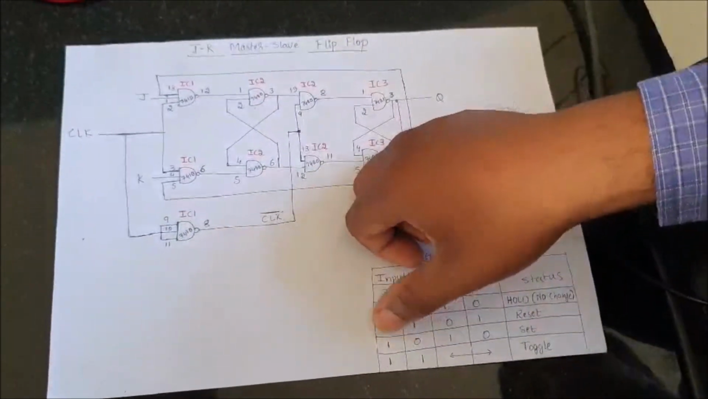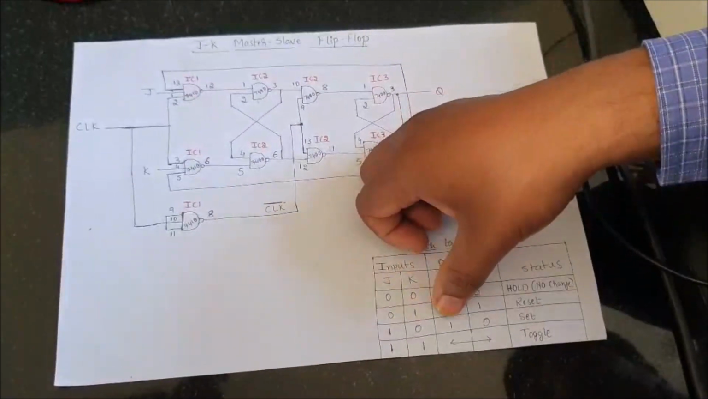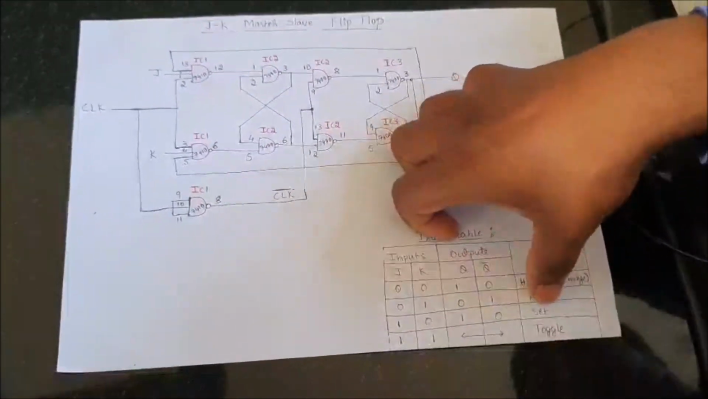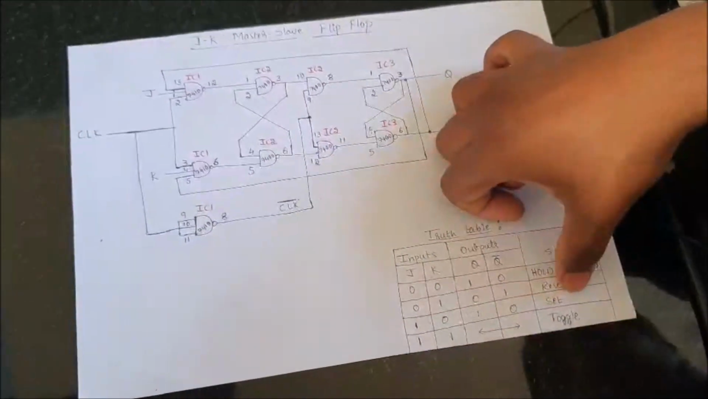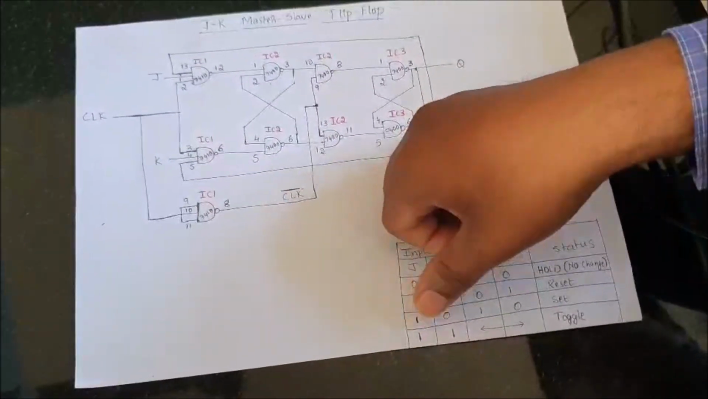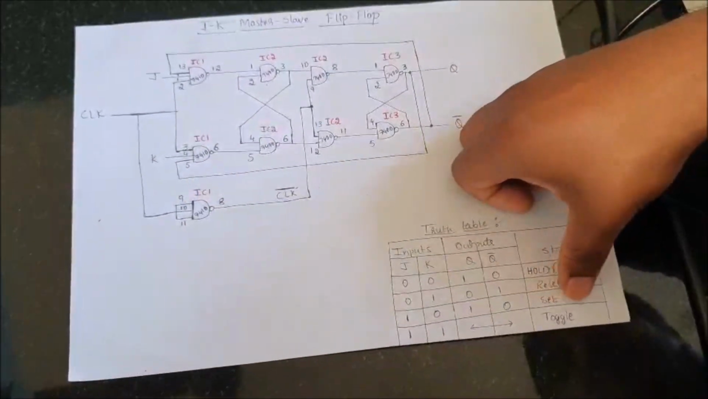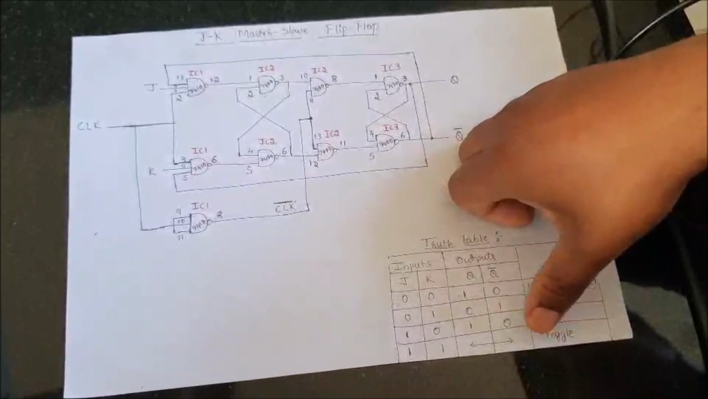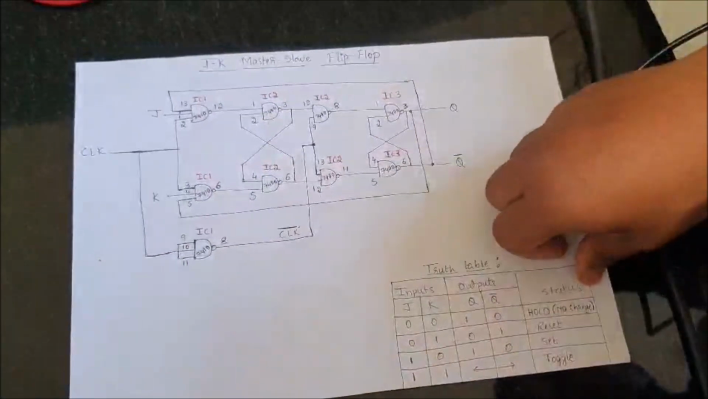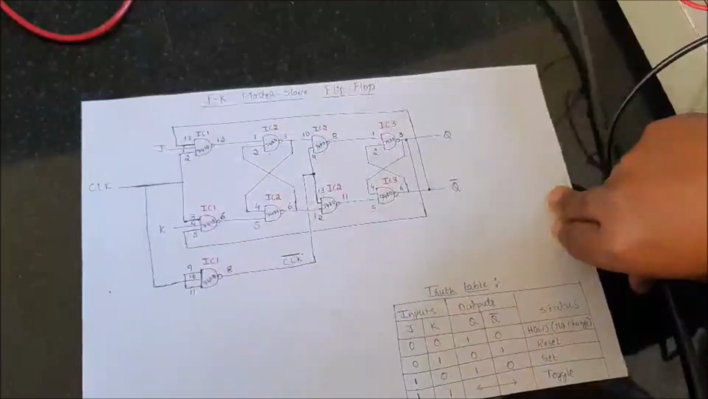The third input combination is 1 0, that is when J is equal to 1 and K is equal to 0. For that the output is Q is equal to 1 and Q bar is equal to 0, and the status of the JK master slave flip flop is in set mode. And the last input combination is when J is equal to 1 and K is equal to 1, and the status of the JK master slave flip flop is toggle, which means that both the outputs will toggle. Now we will verify this truth table on the constructed circuit.